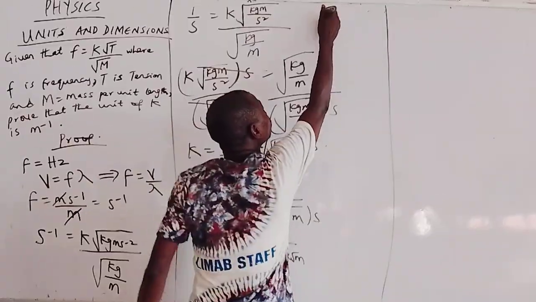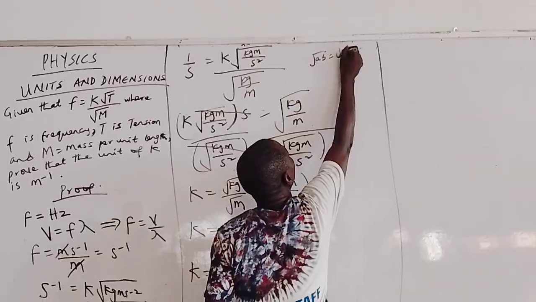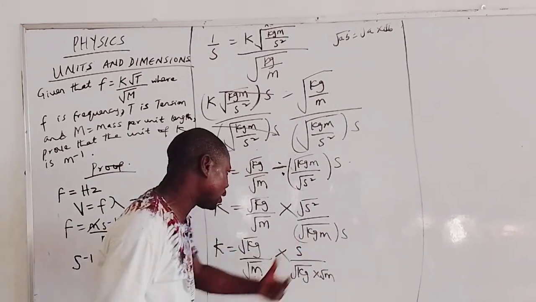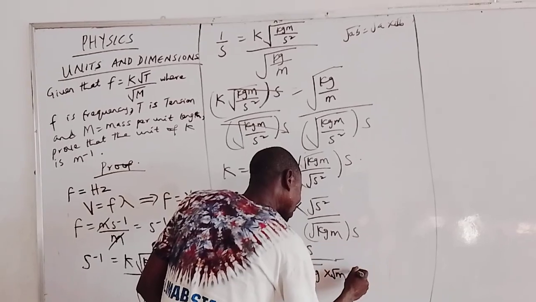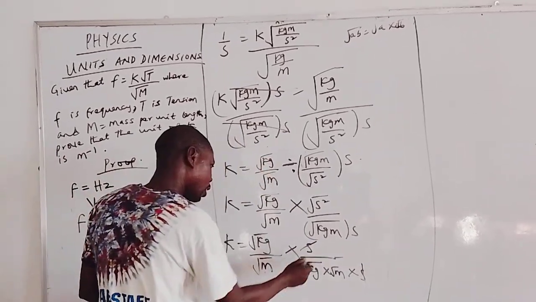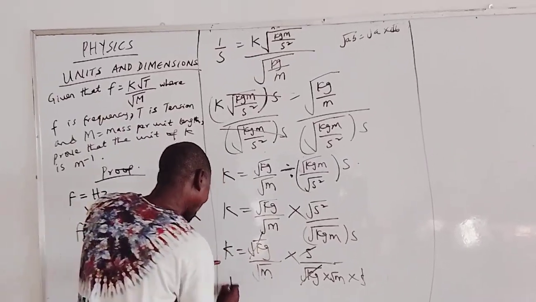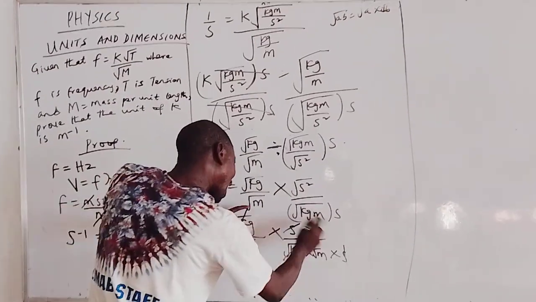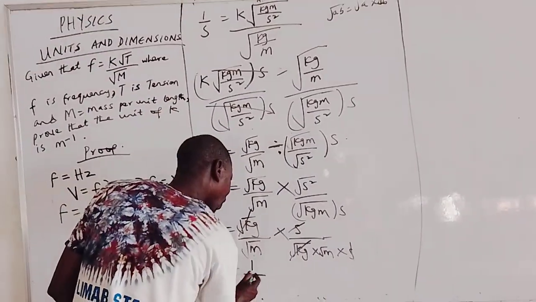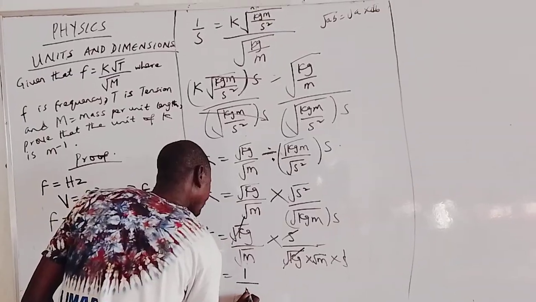As we know from the rules of surds, we recall that root of AB can be written as root of A times root of B. So that is exactly what I've done here. I split this, then multiply by this existing second. Second cancels second. Root of kilogram cancels root of kilogram. So k is equal to, now at the numerator, nothing is left, so that is 1 over root of meter times root of meter, which from the rules of surds is equal to meter.